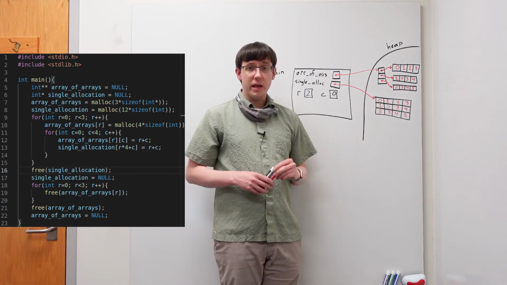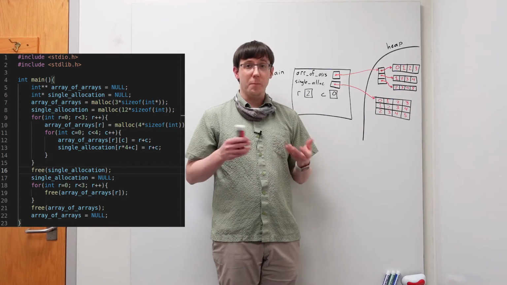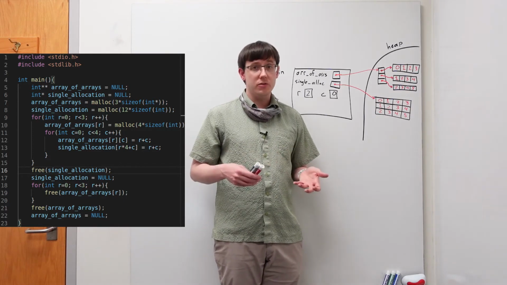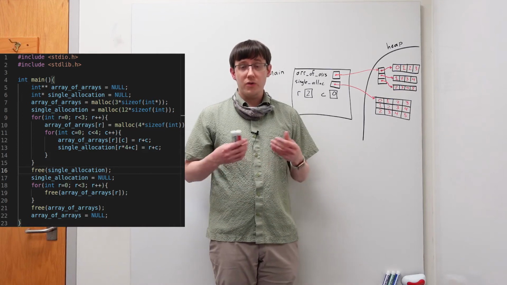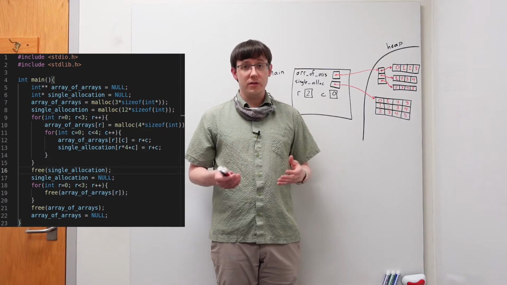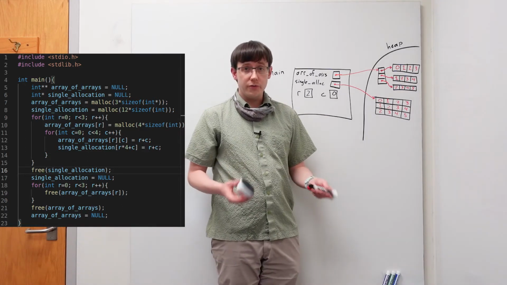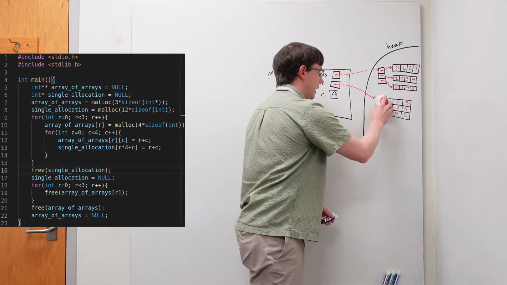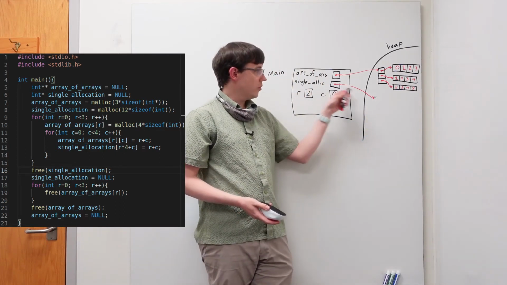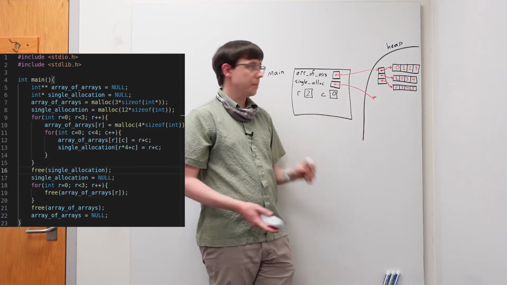But the single allocation approach has the advantage of requiring a lot fewer mallocs and therefore also a lot fewer frees. When we're done with our single allocation array, we can clean it up in just lines 16 and 17, where the call to free will deallocate the heap memory, and then to make sure that we don't follow a bad pointer, we can set that pointer to null.